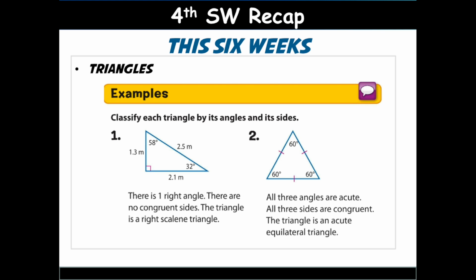Second one, the interior angles are all acute. The exterior sides are all congruent, so you have an acute equilateral triangle. Again, as long as you can identify the different parts, it's real simple to name. And it's always good to know this, so make sure you study.